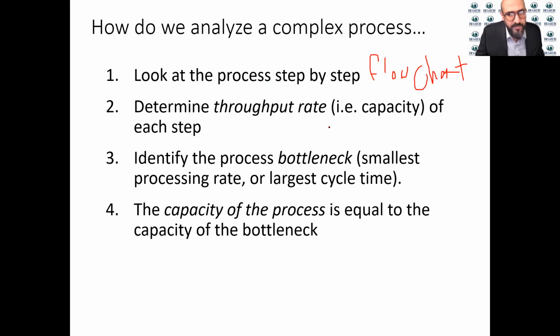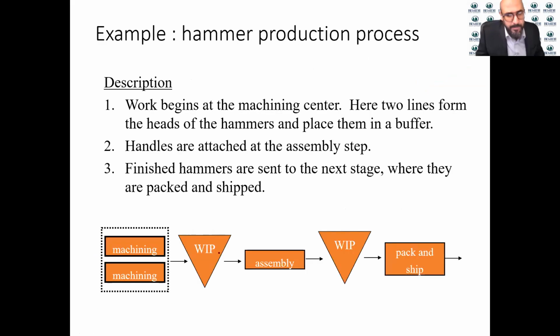Second, determine the throughput rate. We need to find out the capacity and the throughput rate for each system. Third, if there's any bottleneck, we should identify the bottleneck rate. That's the smallest processing rate, the one that slows us down in the system. Number 4, the capacity of the process is equal to the capacity of the bottleneck. You cannot exceed the bottleneck capacity, because all the parts have to go through the bottleneck, and it's slowing us down. So your system capacity will be the bottleneck capacity.